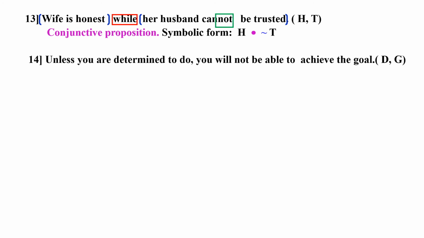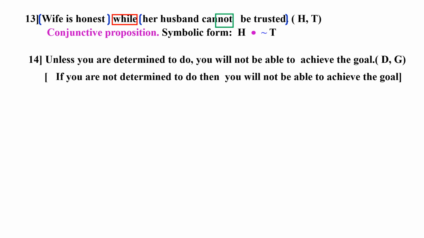And we come to the 14th one. Unless you are determined to do, you will not be able to achieve the goal. This we will have to transform into if then form. So unless means if not. So we will have: if you are not determined to do, then you will not be able to achieve the goal.